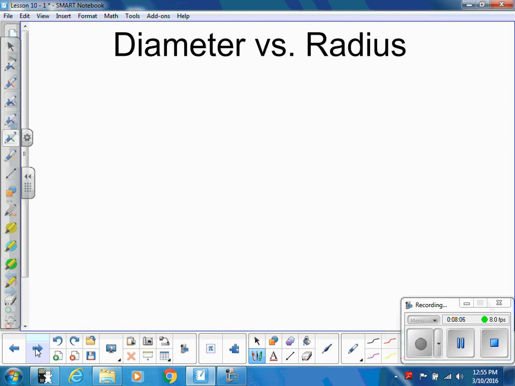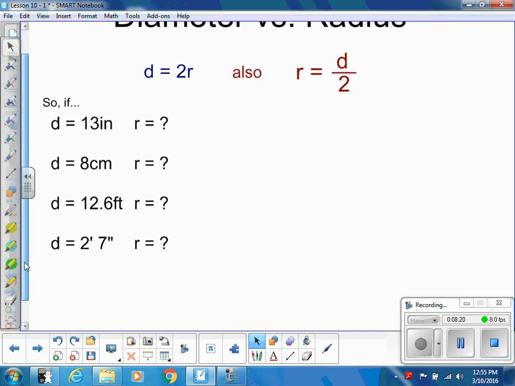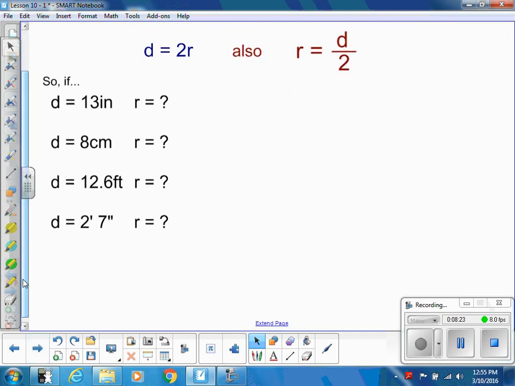So, diameter versus radius. You guys should know by now that your diameter is twice as long as your radius, or you can also look at it as the radius is half the diameter. If I asked, if the diameter is 13, what's the radius? You would say the radius is 6.5 inches. Remember, quotations mean inches. If the diameter was 8 centimeters, the radius would be 4 centimeters.